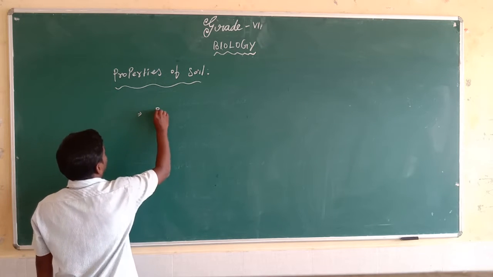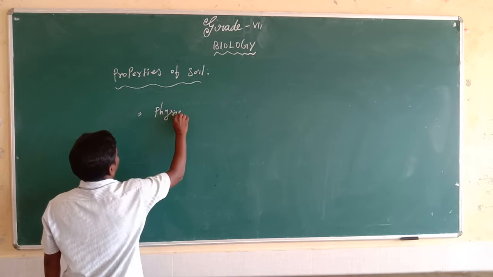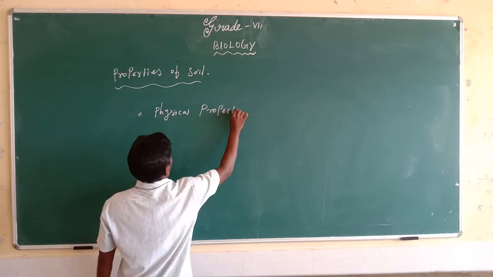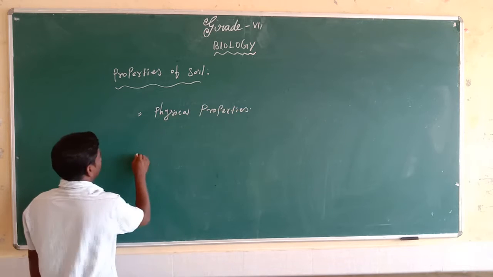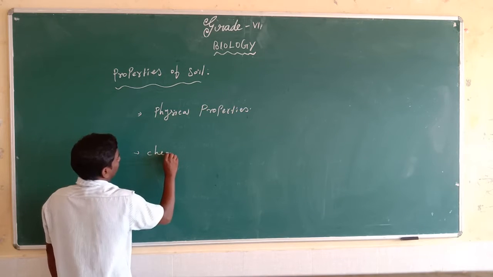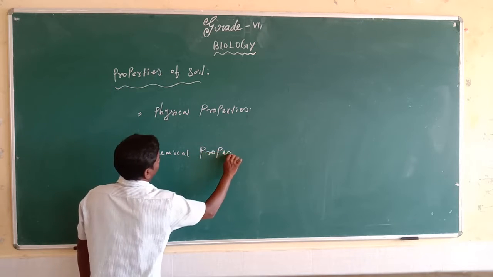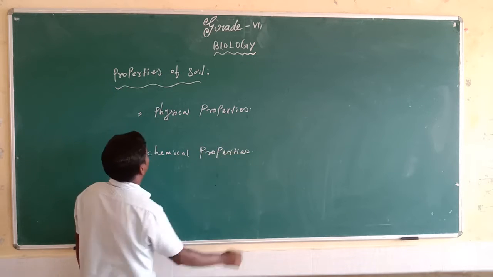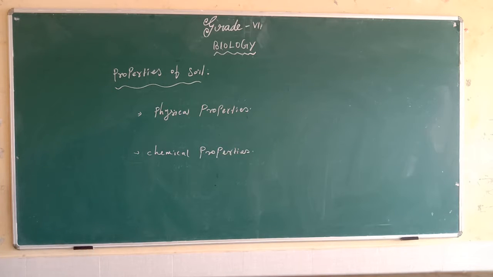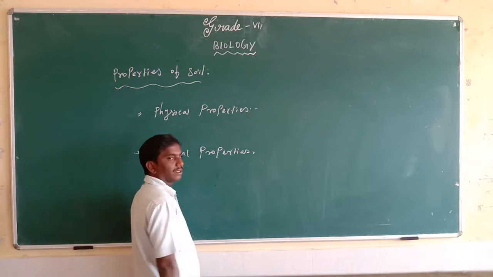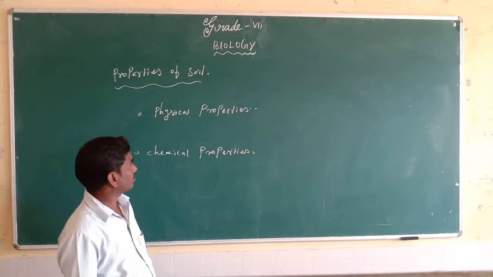What are they? The physical properties and the chemical properties. So there are two types of properties: one is the physical properties, and the second one is the chemical properties.